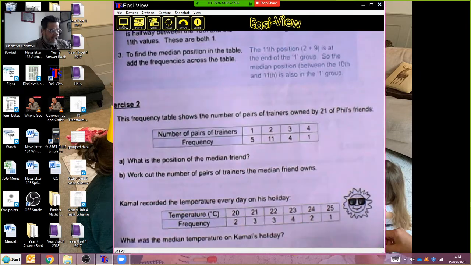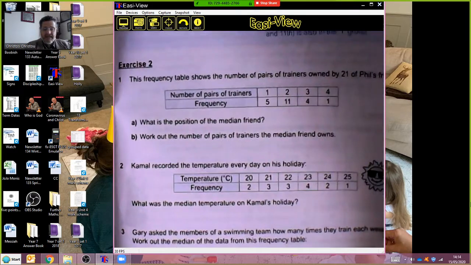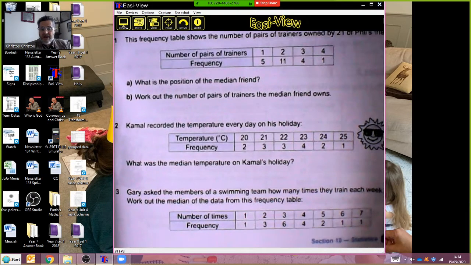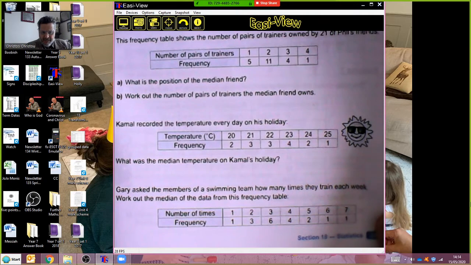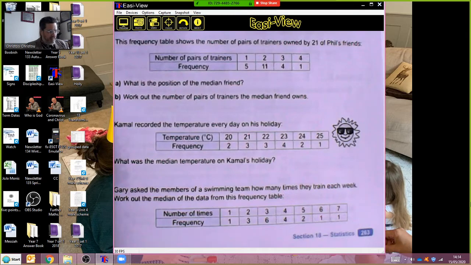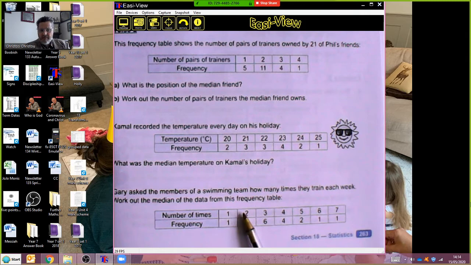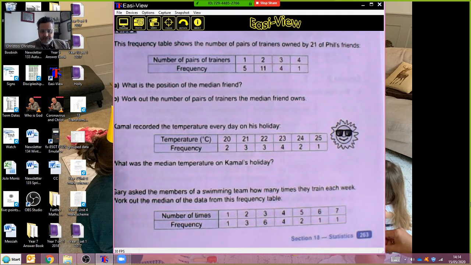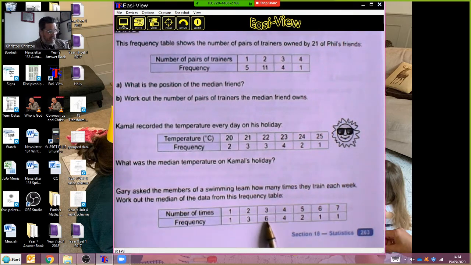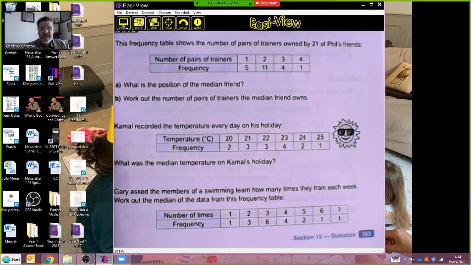And you do exactly the same with question 2 and Kamal and his lovely temperatures there. And you do exactly the same for 3 and Gary and the members of his swimming team, how many times they train each week. Be careful, because these numbers are very similar. This is a frequency. This is the number of times the people train in a week. And it just wants you to find the median. Well, they've not even told me how many people there are at the swimming club, so you better add up first. Is that all right? And then try and work out where the median time is.